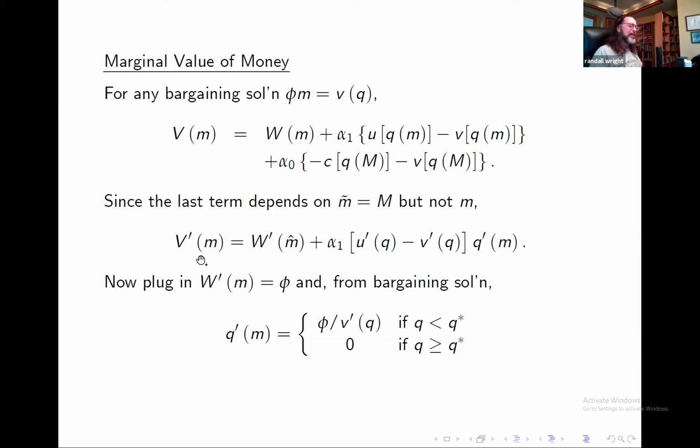You might not spend it in the decentralized market, so you just carry that money forward, which is not a happy scenario because cash is not a good savings vehicle. But if you find yourself in a position where you need liquidity, which occurs with probability alpha 1, well, this is how much more utility you get from the trade. You get to consume more, but you have to actually pay more. And Q prime tells you how much more stuff you get if you have more liquidity.